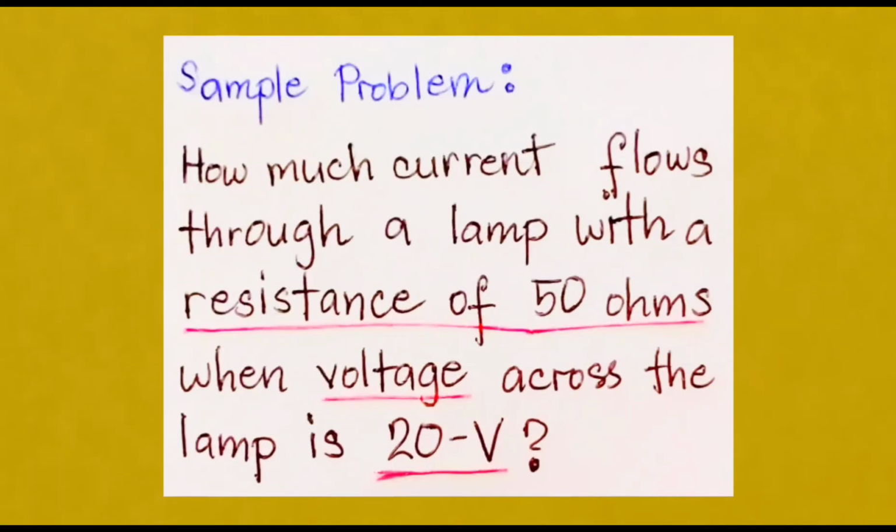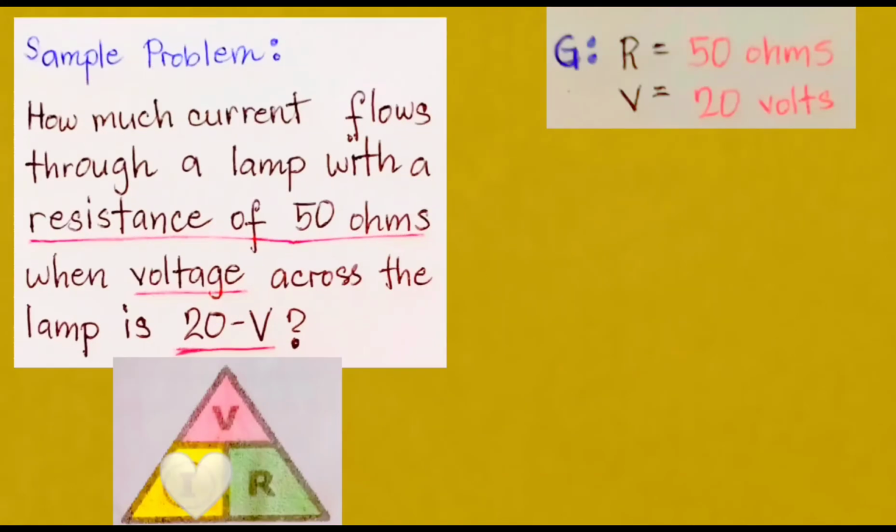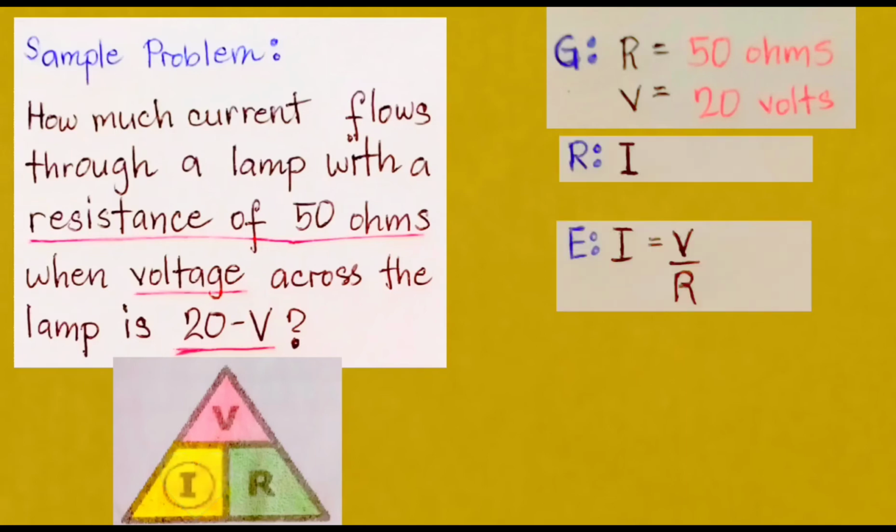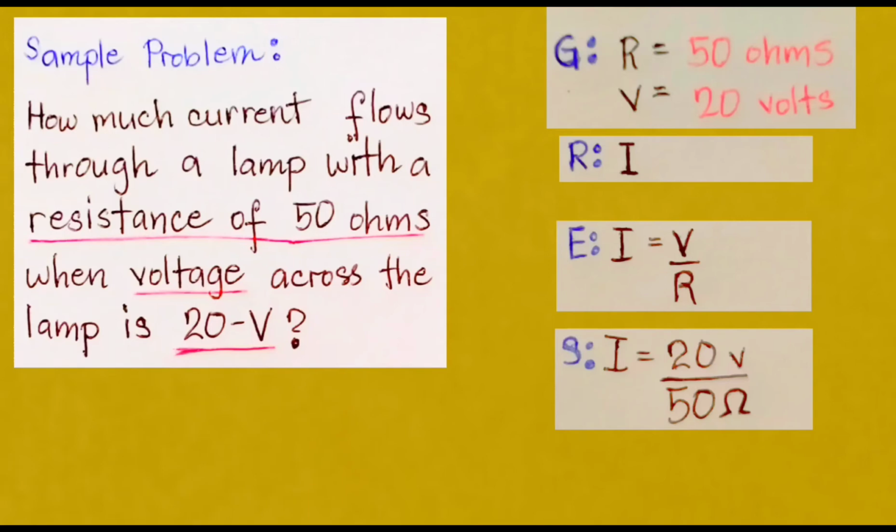Here's a sample problem. How much current flows through a lamp with a resistance of 50 ohms when the voltage across the lamp is 20 volts? For this computation, apply the GRESA method. Given: resistance, which is 50 ohms, and voltage, which is 20 volts. Required is current. The equation to be used is current equals voltage divided by resistance. The solution is current equals 20 volts divided by 50 ohms. And the answer is current equals 0.4 ampere.